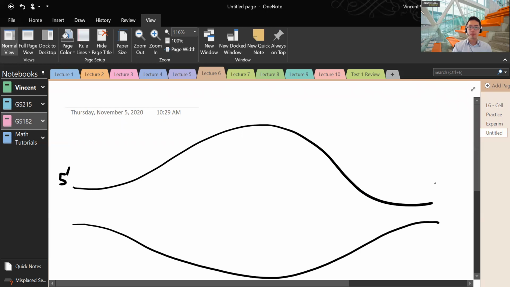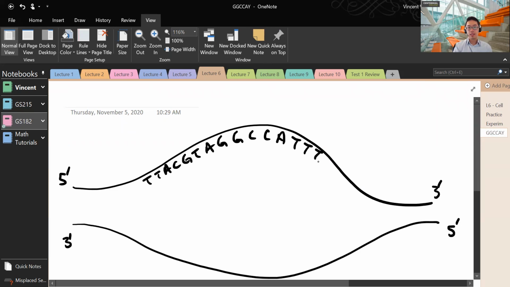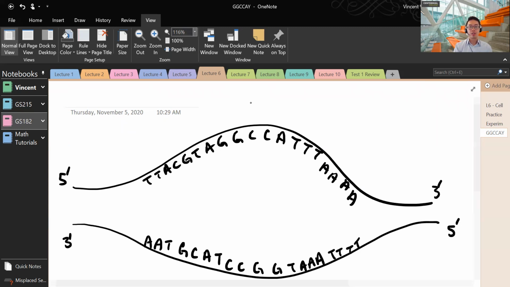Let's say this is 5 prime to 3 prime, and this is 3 prime to 5 prime. Okay, so I'm going to have T, T, A, C, G, totally making this up. It doesn't really matter. T, T, T, A. And then on the other strand, it's going to be complementary. Okay, so let me know if I make a mistake. I am trying to not make a mistake, but all these A's and T's can be challenging.